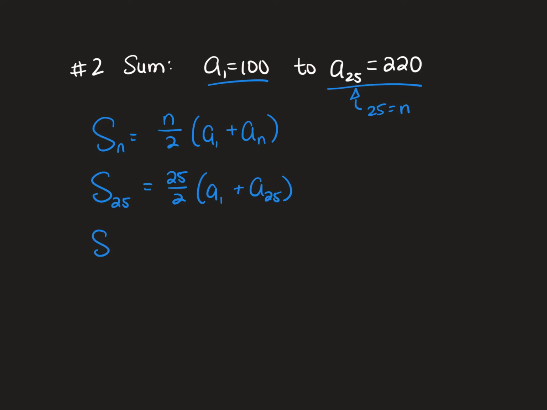Okay, so then the sum of the first 25 terms will be 25 over 2 times our first term, which is 100, plus our 25th term, which is 220. Notice we didn't have to figure out how to generate the equation for this sequence. That wasn't even necessary. We can jump straight to the sum and then just use your calculator. And you should get 4,000.